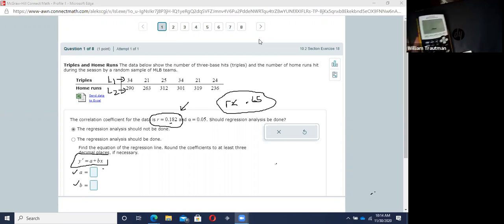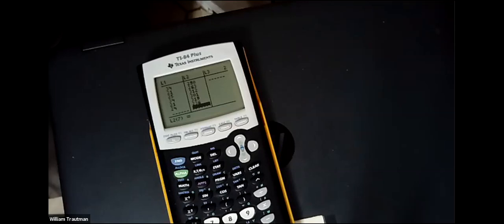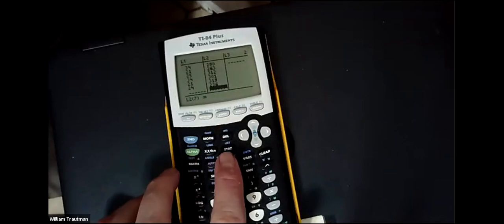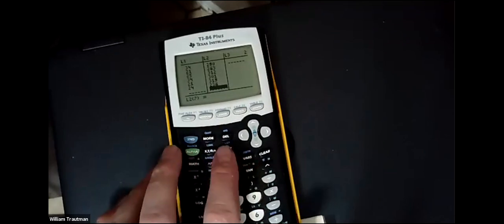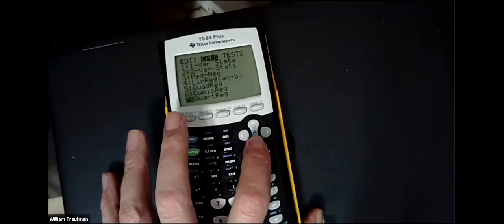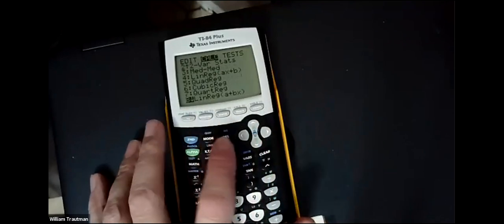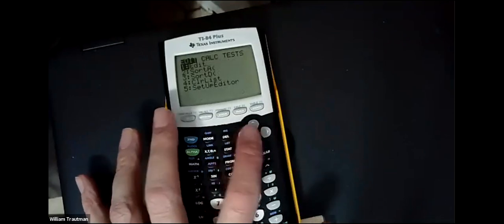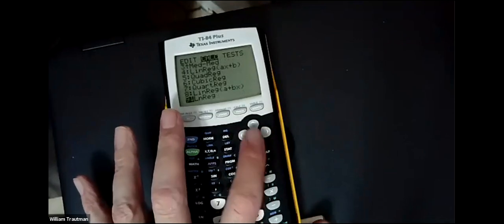But if we do regression, let's show you what A and B look like. So I'm going to make this bigger. I've typed in L1 and L2 to find A and B. We go to stat, calculate, number 8. Stat, once again, arrow over to calculate, and then go to number 8.